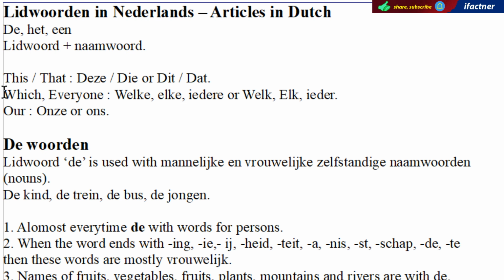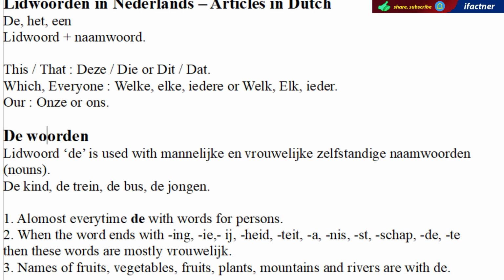Similarly, for which one and everyone, we can use welke, elke, or iedere, or we can use welk, elk, or ieder, depending upon the de or het Lidwoord. Similarly, for our, we can use onze or ons, depending upon whether there is a de or het Lidwoord with the naamwoord.